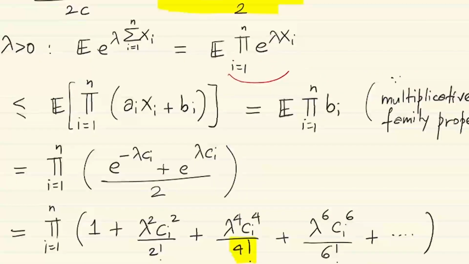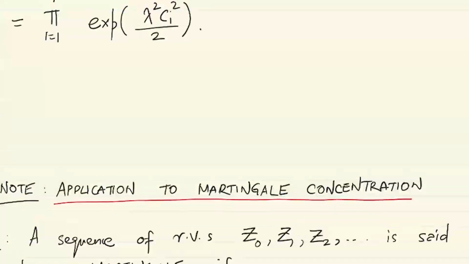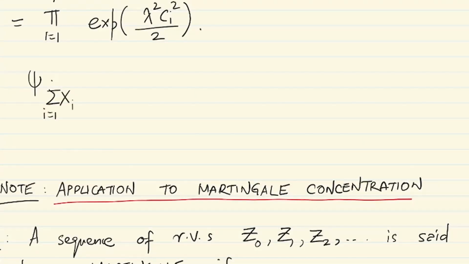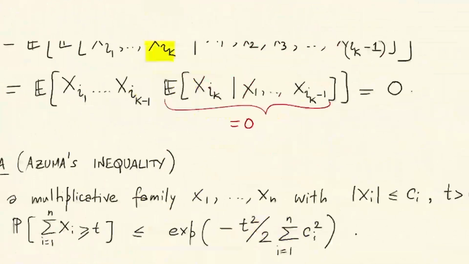So what we have obtained is that the moment generating function of the sum of all the xi's is at most this quantity, and so it follows that psi, the log moment generating function, if you take logs on both sides, at lambda is bounded by lambda square by 2 into the sum of these ci squares. Okay, and then just apply Chernoff to get the final bound, to get Azuma's tail inequality. Okay, so that's the proof of Azuma's inequality.